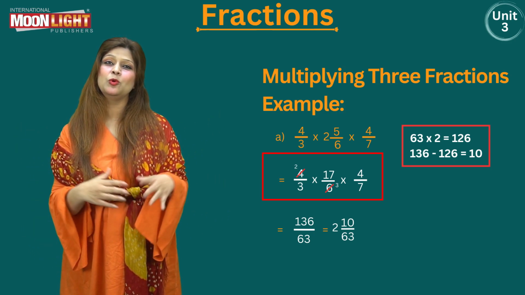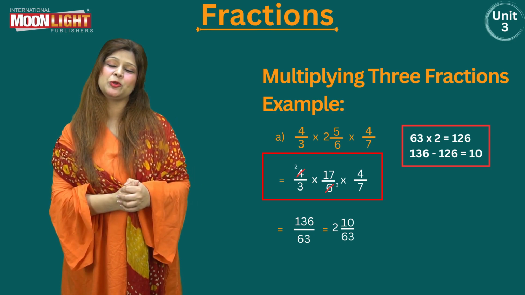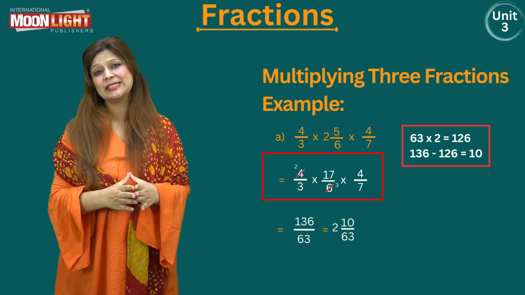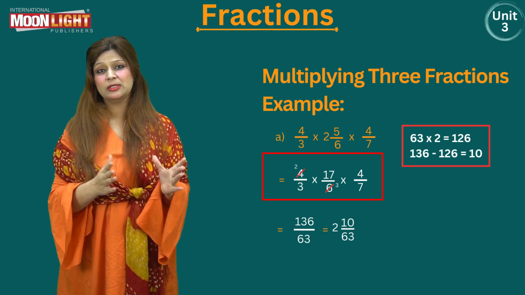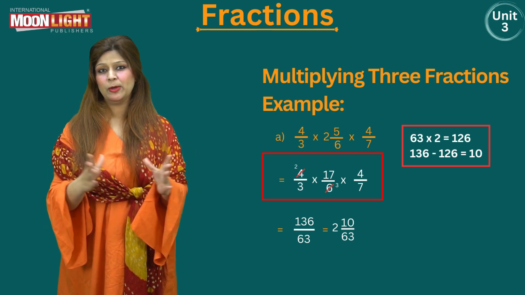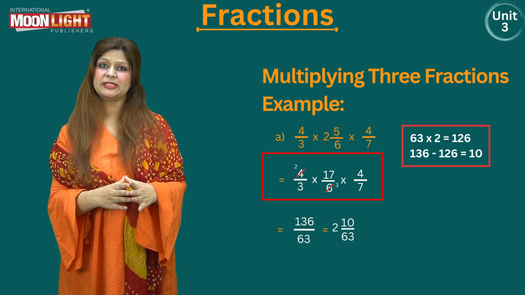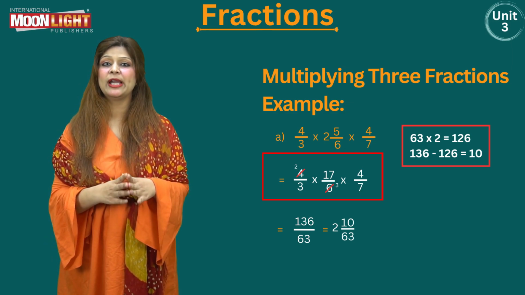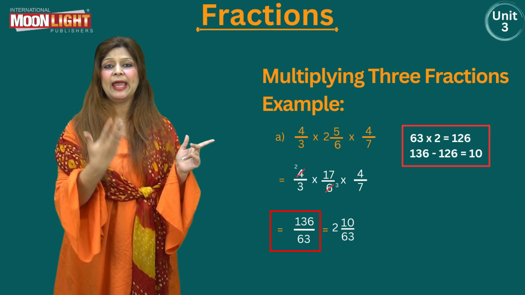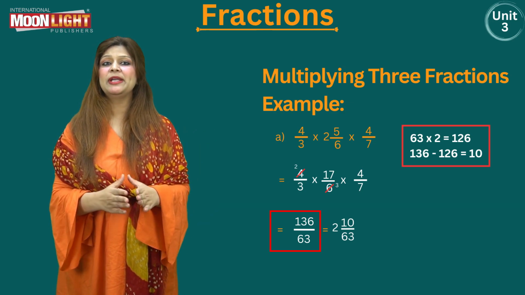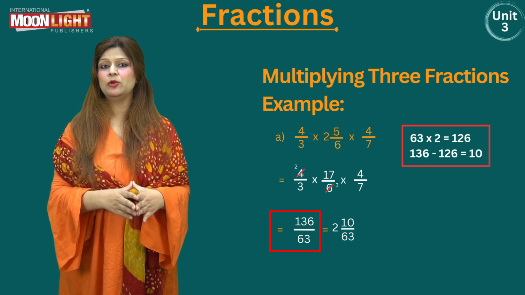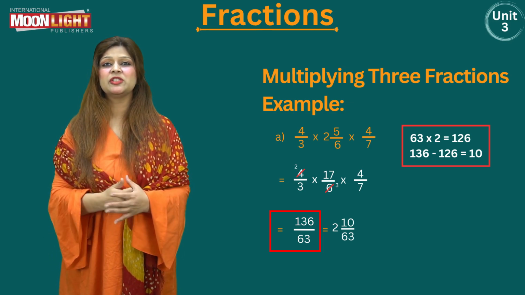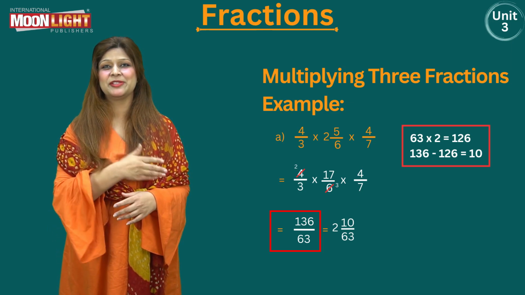Now I am going to multiply all the numerators together and multiply all the denominators together. For that sake, I am just going to do the step directly, or you can do it in a separate step as well. So 2 multiplied by 17 multiplied by 4 is 136. Now 3 multiplied by 3 multiplied by 7: you know that 3 3s are 9 and 9 7s are 63. So 63 is the denominator of this fraction.